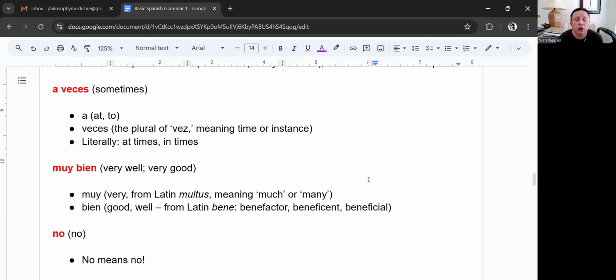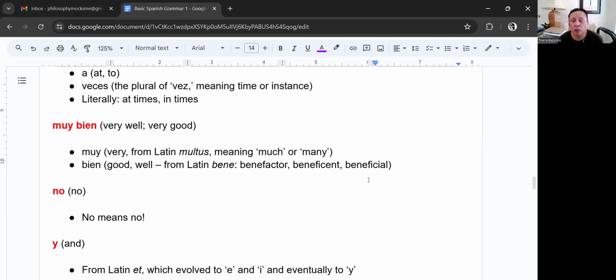Okay. Muy bien. Everybody knows muy bien, right? ¿Cómo estás? How are you? Muy bien. Gracias. Muy comes from Latin multus, which means much or many. Bien comes from the Latin bene, which means good or well. And we see the cognates of bene in English: benefactor, beneficiary, beneficent, beneficial, right? So that's not difficult to remember. Muy bien means much good or much well, sounds weird, but okay. So very well, muy bien. And I think since most of you probably already know this, it's not a big deal.